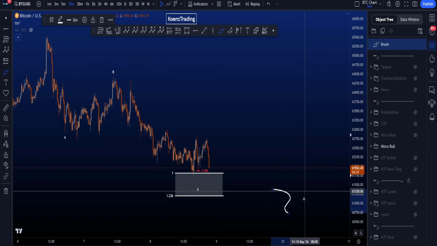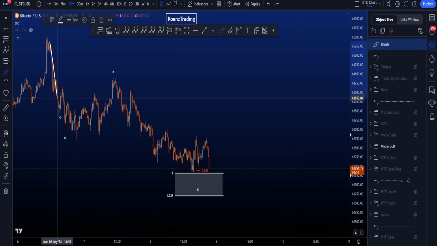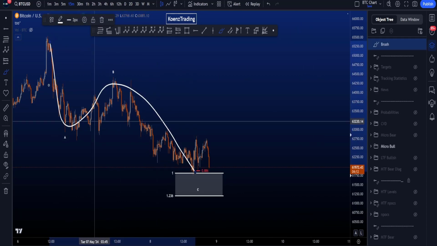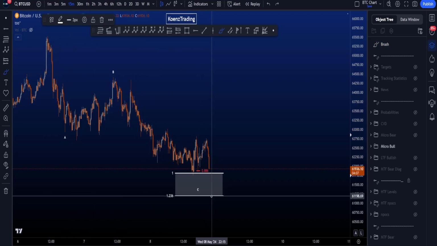Inside this wave 2 or B to the downside, we're looking for three-wave corrective structures, and we here have a potential A, B, C to the downside: a 5-wave A, a 3-wave B, and then a 1, 2, 3, 4 and a 5-wave C.